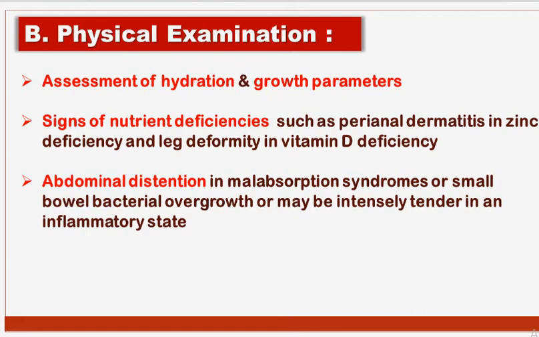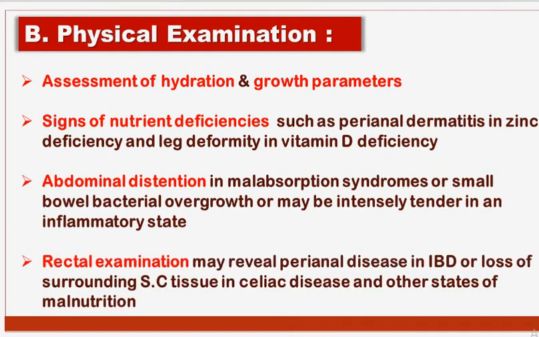Presence of abdominal distension may be a sign of malabsorption or small bowel bacterial overgrowth, and sometimes it may be tender, like in inflammatory conditions such as ulcerative colitis or Crohn's disease. The rectal examination is very important, because sometimes it may reveal the nature, like inflammatory bowel disease, or there will be a loss of some surrounding subcutaneous tissue. This means signs of failure to thrive or losing weight. We can see it in malnutrition and celiac disease. So these are very important points to check in the physical examination.